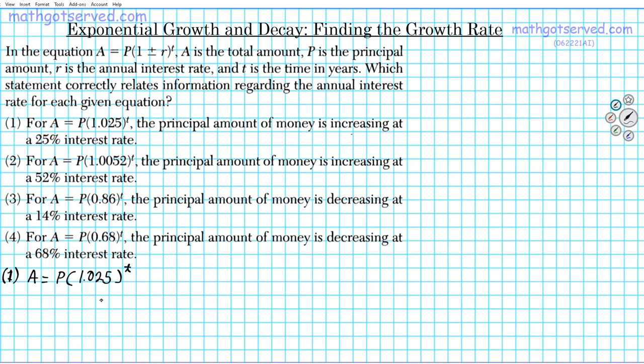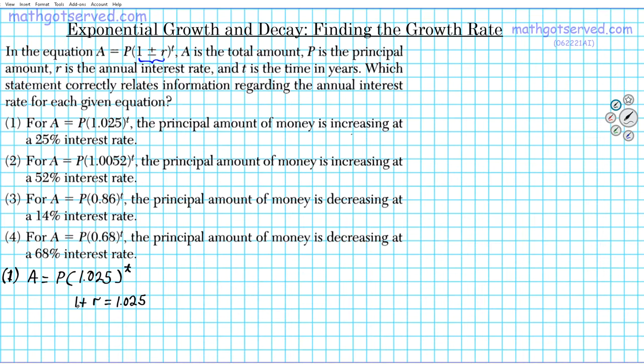Now, in order for us to find what the rate is, we need to find the rate in decimal form and then convert it to percentage. Notice that this quantity right here is 1 plus or minus r, the rate in decimal form added to 1 or subtracted from 1. So to find the rate for option 1, we're going to equate this number 1.025 to 1 plus r. So 1 plus r is equal to 1.025.